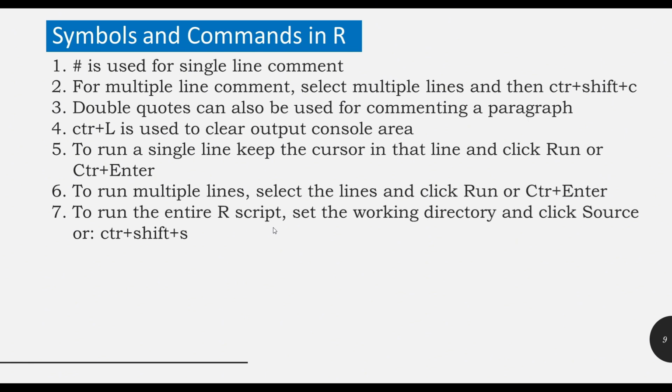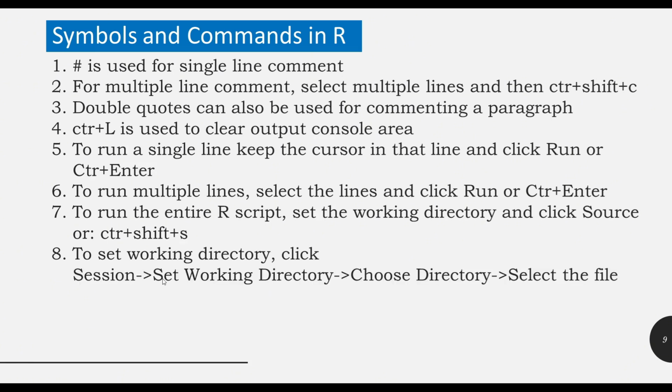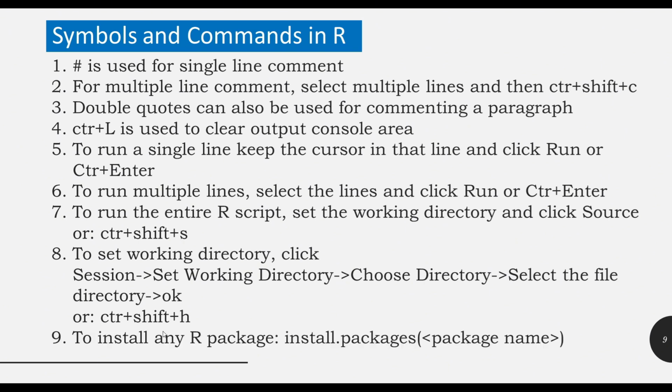To run the entire R script, set the working directory and click source or press Control Shift S. To set the working directory, click session, set working directory, choose directory, select the file directory, OK, or press Control Shift H. To install any package in R, we can use the function install.packages and then the package name. For example, install.packages dplyr.